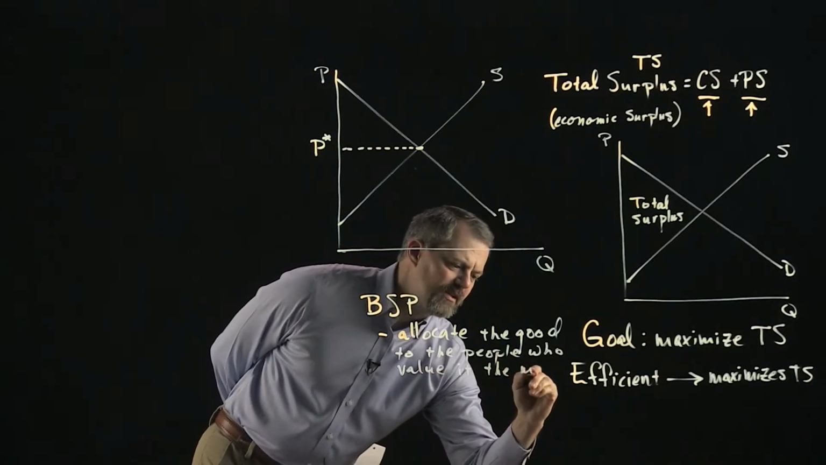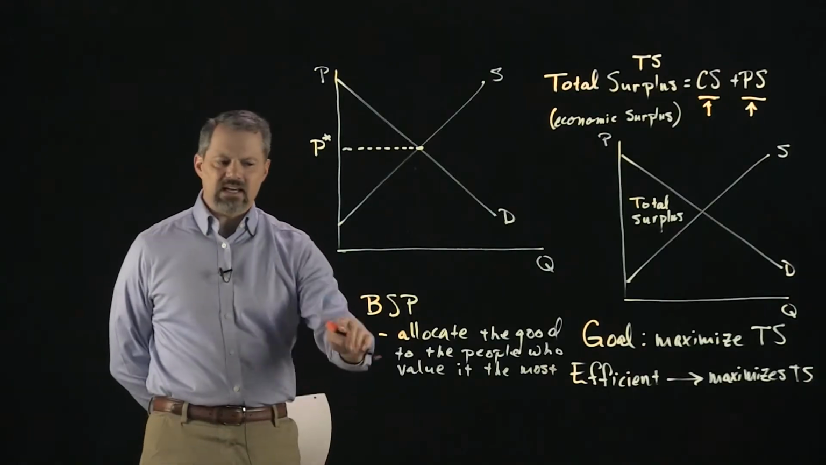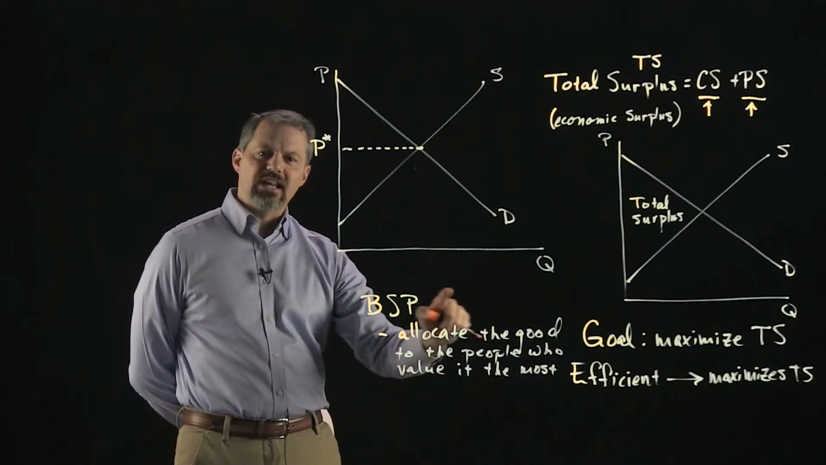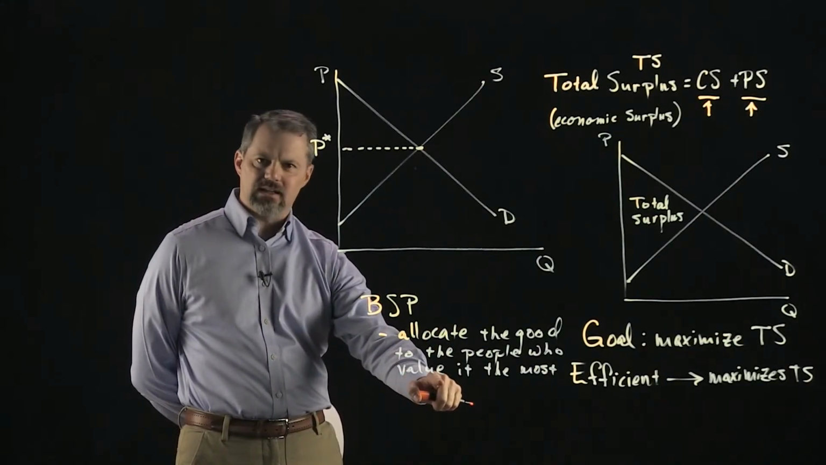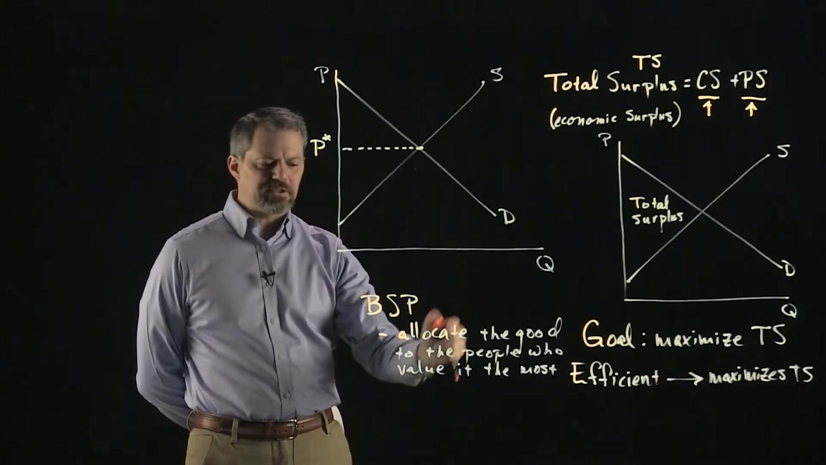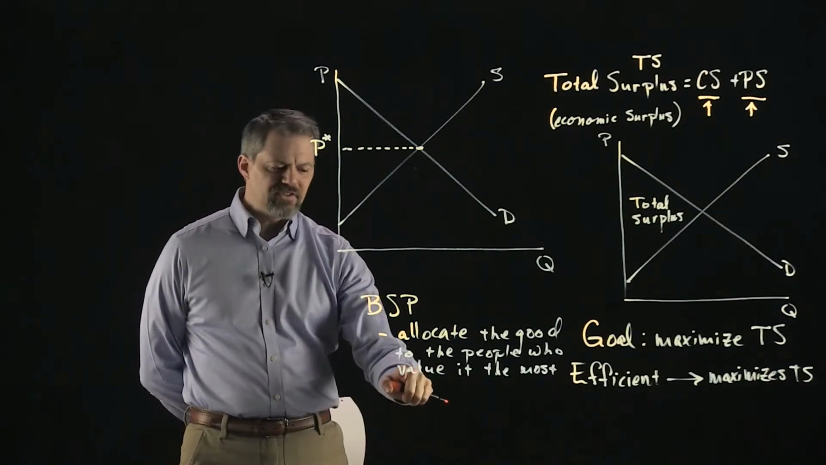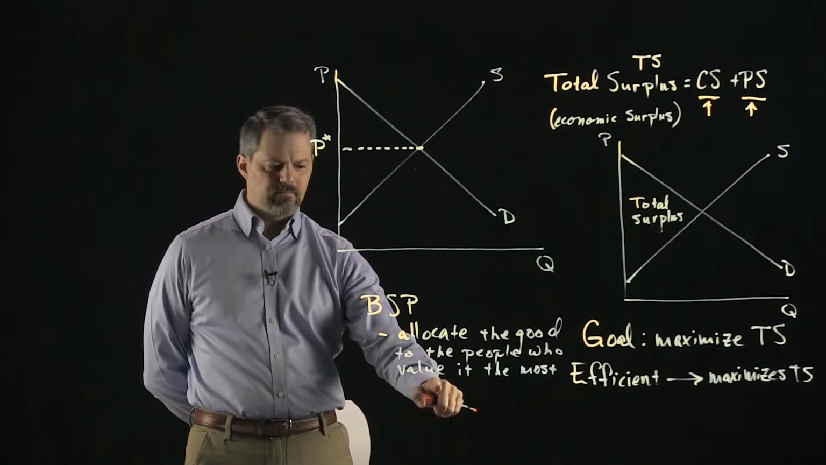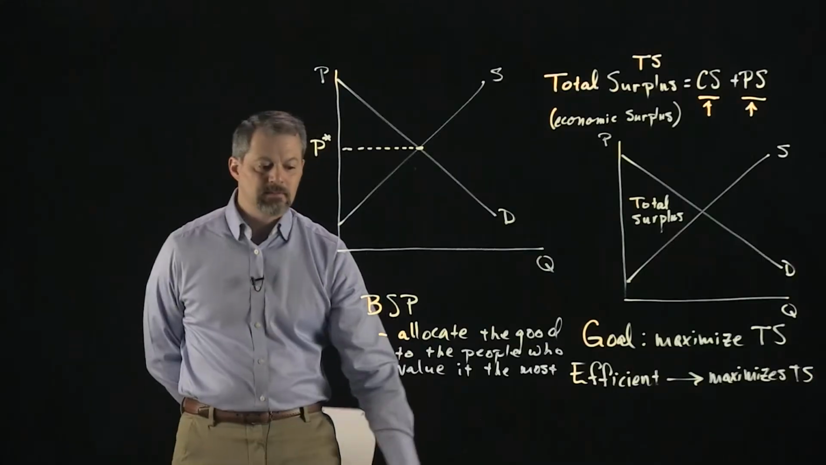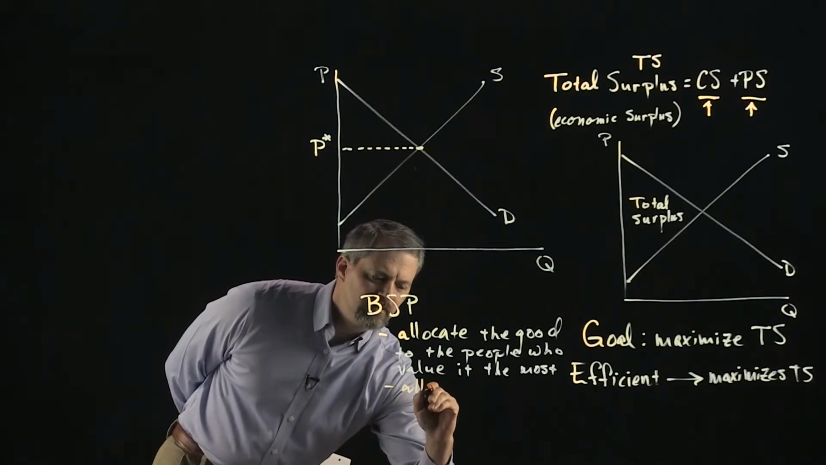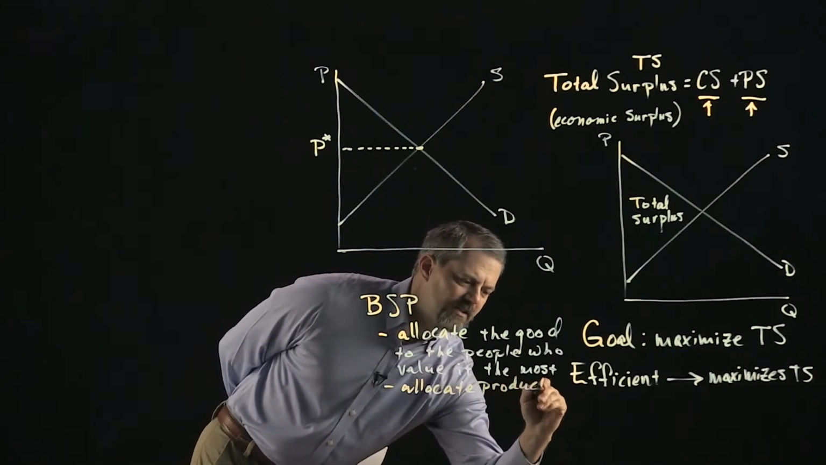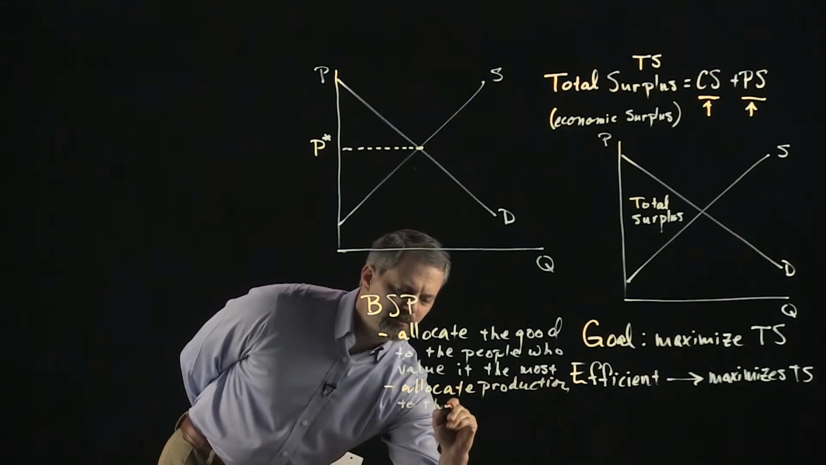And lest you think that that means that only the rich get it, that's not what we're talking about here. The value you place on something is related to income, but it is not completely determined by income. If you go back to the guitar example, when we had the table of willingness to pay, your willingness to pay for something does not tell us your income. Okay? So the benevolent social planner would allocate the good to the people who value it the most and would allocate production to the most efficient producers.